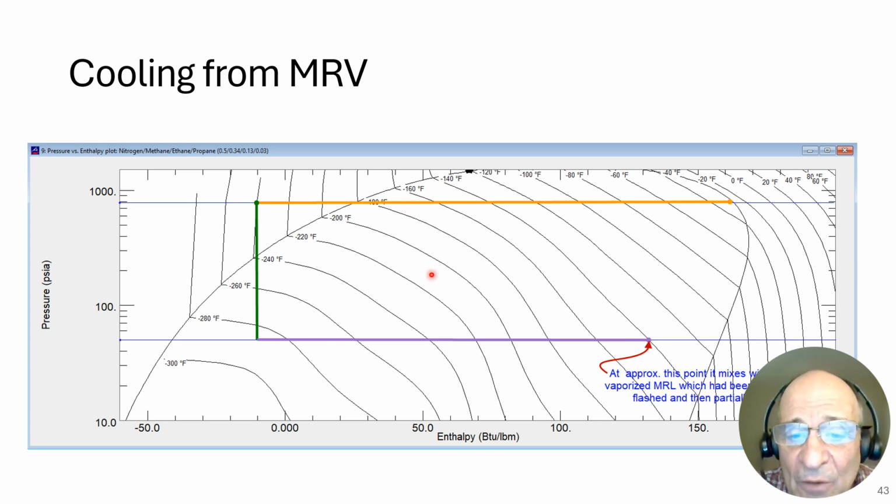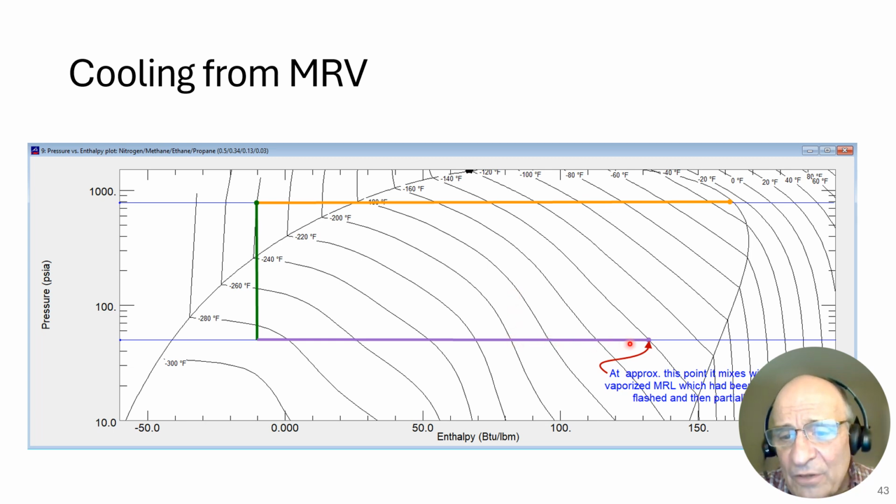both from the MRV and from the MRL stream and from the natural gas stream, which we want to use to become LNG. It's a feed gas. I shouldn't say natural gas, I'll call it feed gas. And that feed gas is getting colder and colder because it's giving up its heat to this MRV and to the MRL, which we saw in the earlier slide.